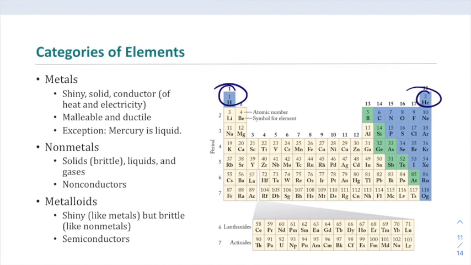And metalloids, of course, have characteristics in between metals and non-metals. When you think about metals, you think about malleable and ductile, right? And conductors of electricity and heat, things like that. Metalloids are going to be in between that and non-metals.